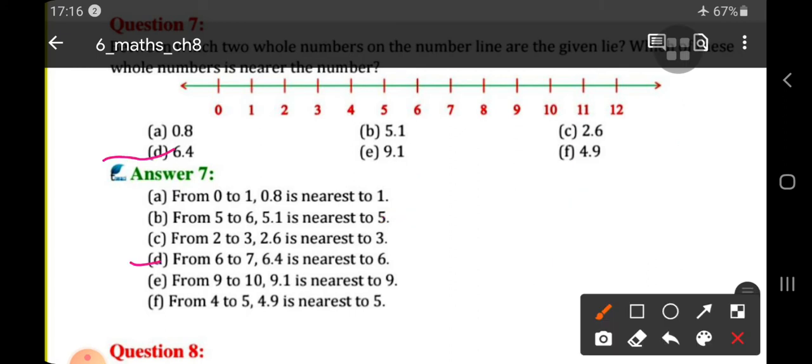6.4 between 6 and 7, and that is nearest to 6. 9.1 from 9 to 10 and nearest to 9. 4.9 from 4 to 5 and nearest to 5.